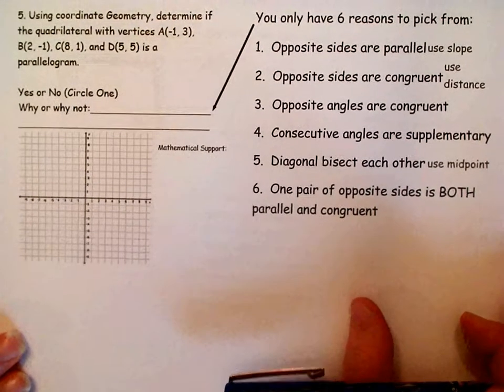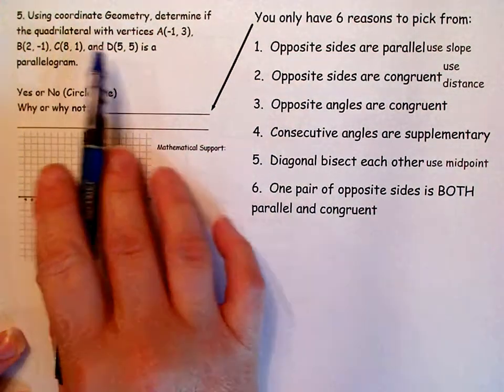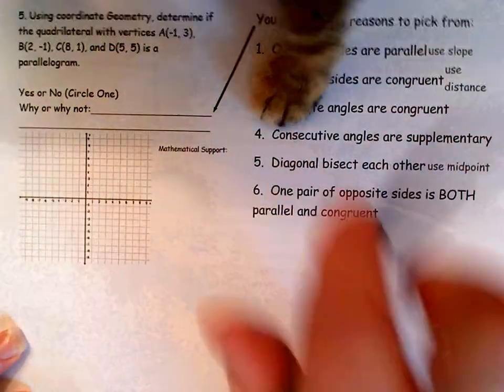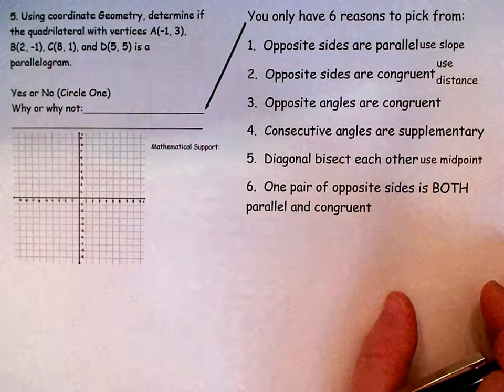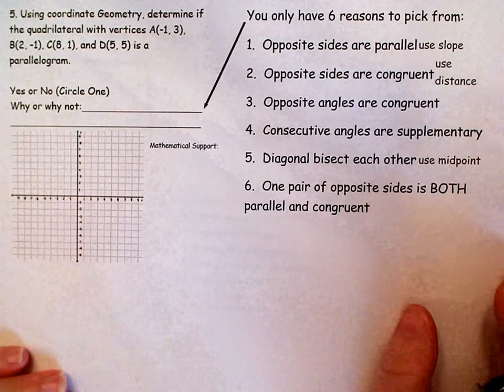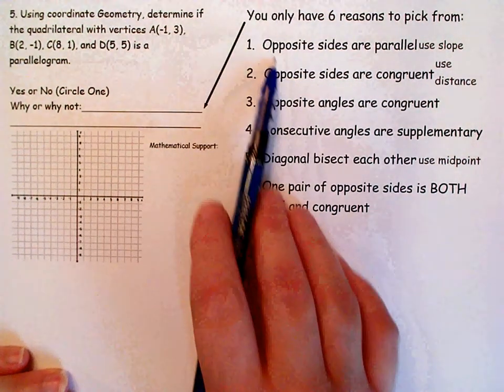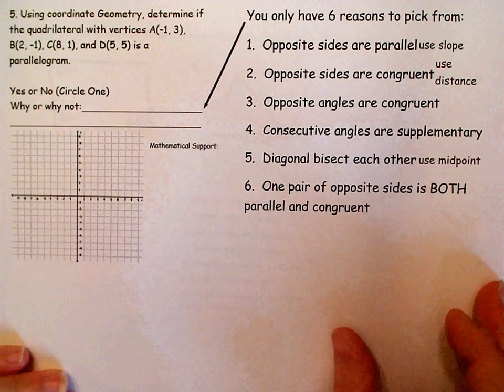Okay, on number 5, you're using coordinate geometry to determine if the quadrilateral that has these 4 vertices is a parallelogram or not. So remember, you only have 6 reasons to pick from. One of these 6 things must be true if you have a parallelogram. These are the 5 properties, and this 6th one is an additional test to see if you have a parallelogram.